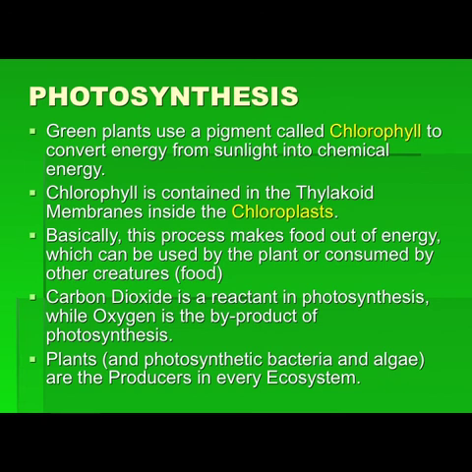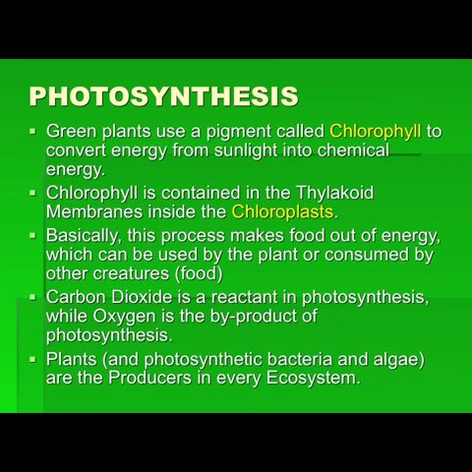Green plants, a little overview of photosynthesis. Green plants use a pigment called chlorophyll to convert energy from sunlight into chemical energy. Chlorophyll is contained in the thylakoid membranes inside the chloroplasts. It's what makes plants green. Basically, this process makes food out of energy, which can be used by the plant or consumed by other creatures if they eat the plant.